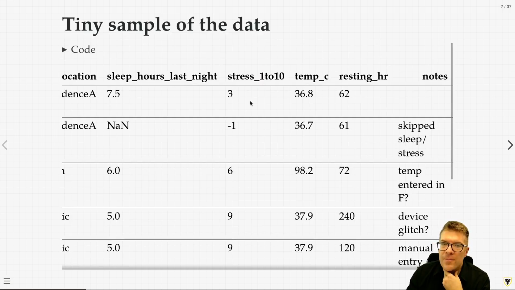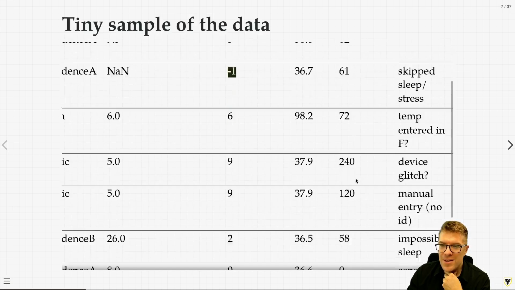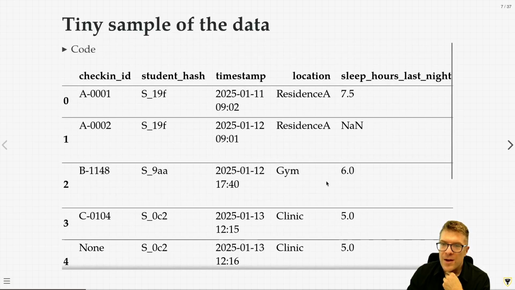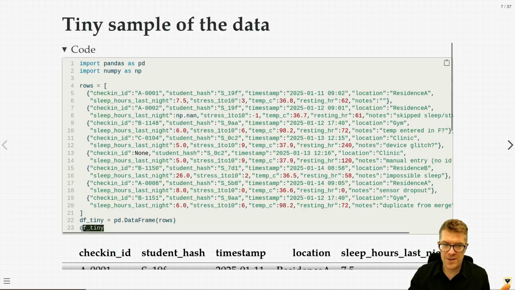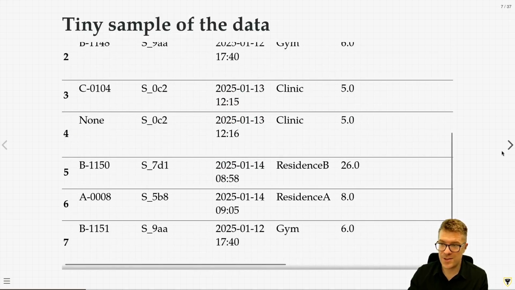So, stress from 1 to 10. It's all good, but why is this one labeled -1? Like, what happened there? Resting heart rate seems to go from the 60s to the 240s. That doesn't seem very reasonable. There's not a number included in terms of sleep hours per night. So just scanning this is one of the reasons why we like either using df.head, or in this case, I just put everything on because it's tiny, and giving a quick visual scan of the data to see if anything is going wrong. In this case, obviously something is going wrong.